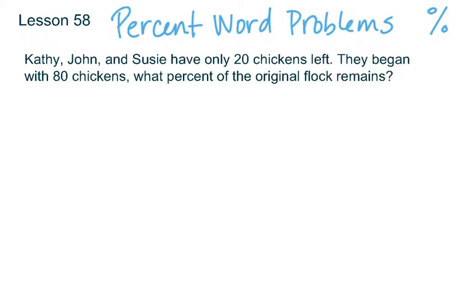Okay, so here is our problem. Kathy, John, and Susie have only 20 chickens left. They began with 80 chickens. What percent of the original flock remains? So what they'd like you to do is start by drawing a diagram.